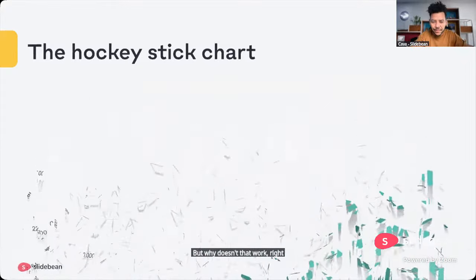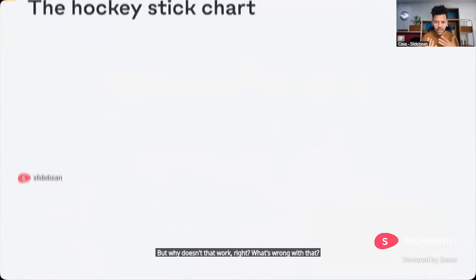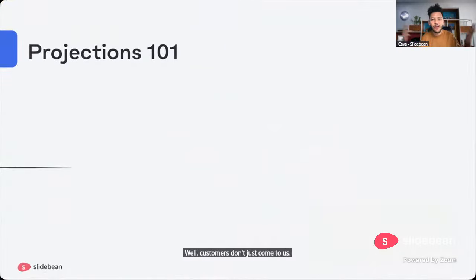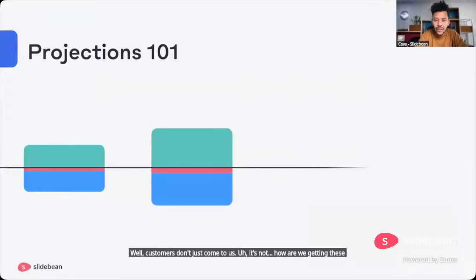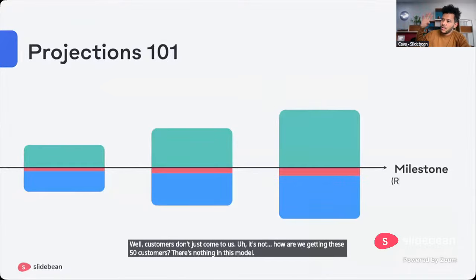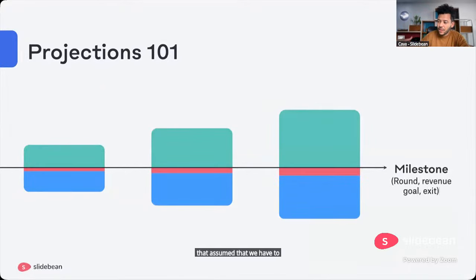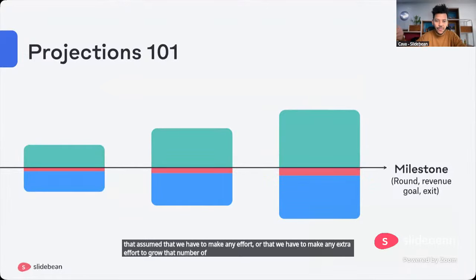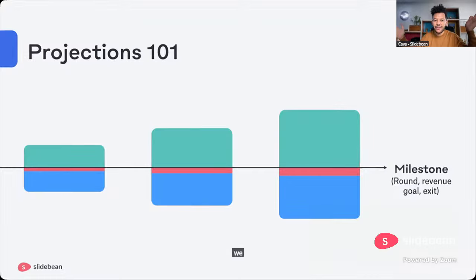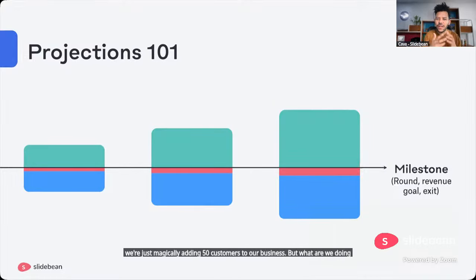What's wrong with that? Well, customers don't just come to us. How are we getting these 50 customers? There's nothing in this model that assumed that we have to make any effort, or any extra effort, to grow that number of customers that we get every month. We're just magically adding 50 customers to our business. But what are we doing to get those customers?